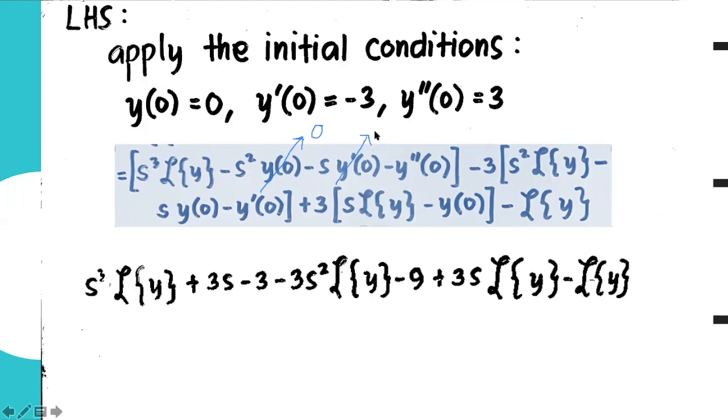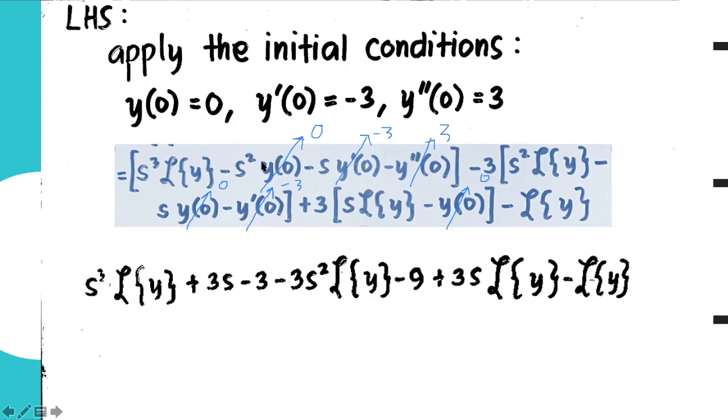Y prime of 0 is equal to -3. Y double prime of 0 is equal to +3. Here, this will be replaced by 0. Y prime of 0 is equal to -3. And then here, y of 0 is equal to 0. Okay, let's now simplify. First term is s cubed, so you copy times the Laplace of y.